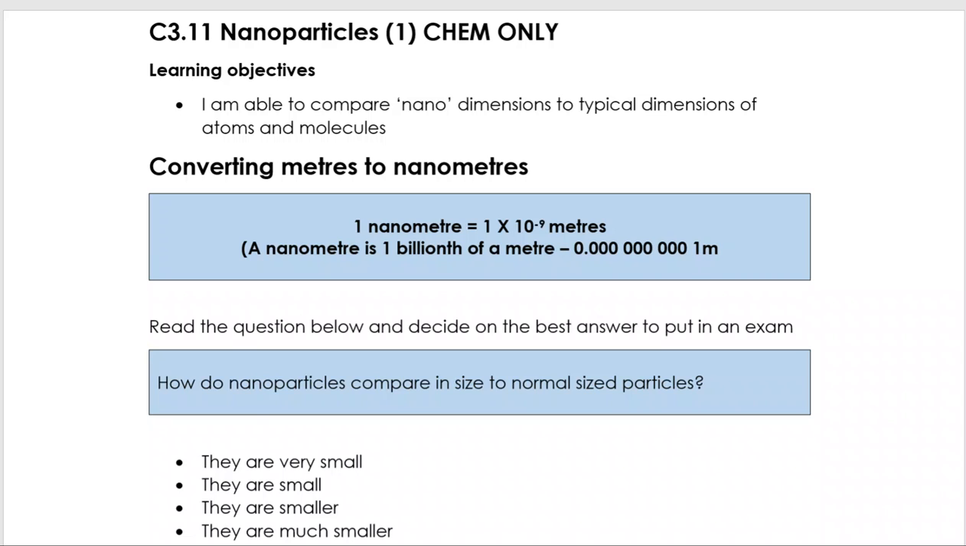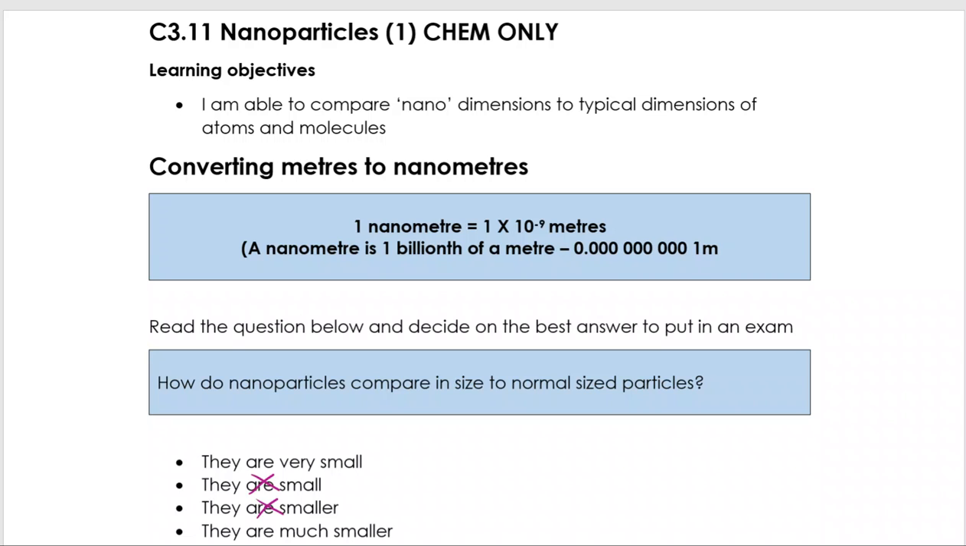How do nanoparticles compare in size to normal-sized particles? Which of these would you think is the most logical answer to that question? Well, the first thing to consider is we can't just talk about being small. We have to get across that they are very small. The scale of difference in size has got to be there as part of your answer. So we can get rid of the middle two.